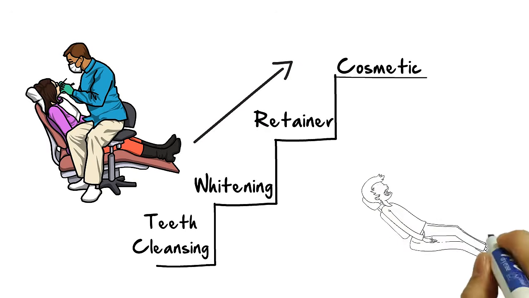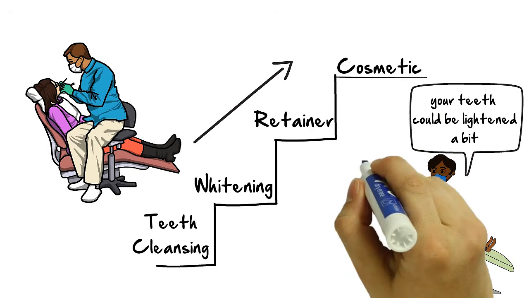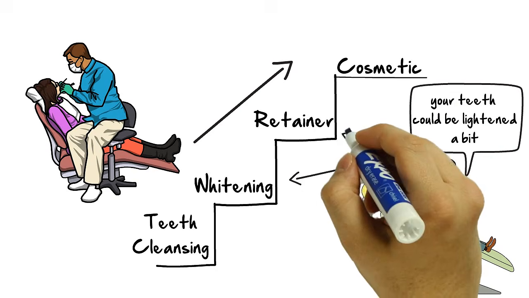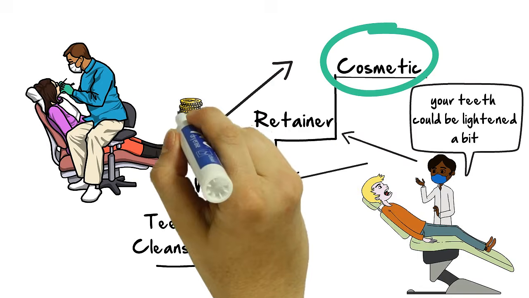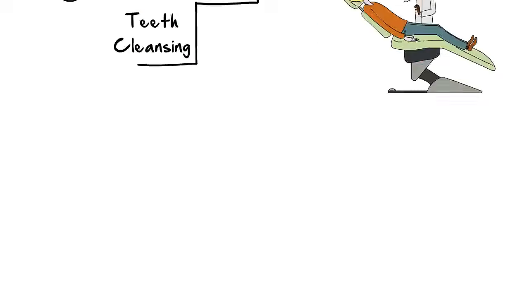The consumer comes in for a routine tooth cleaning. Then the dental practitioner says that your teeth could be lightened a bit, so he upsells you on teeth whitening. And after the bleaching, he upsells the retainer by stating that you might take advantage of a retainer. And lastly, the dentist says that you can take advantage of cosmetic dentistry. Each step up the ladder, the price goes up and up. Think about your company and see what you can include in your value ladder.